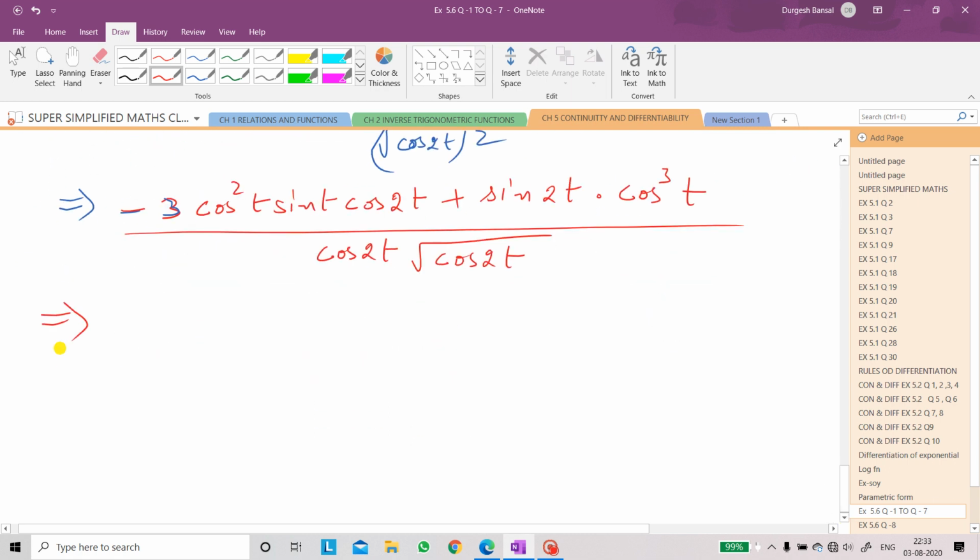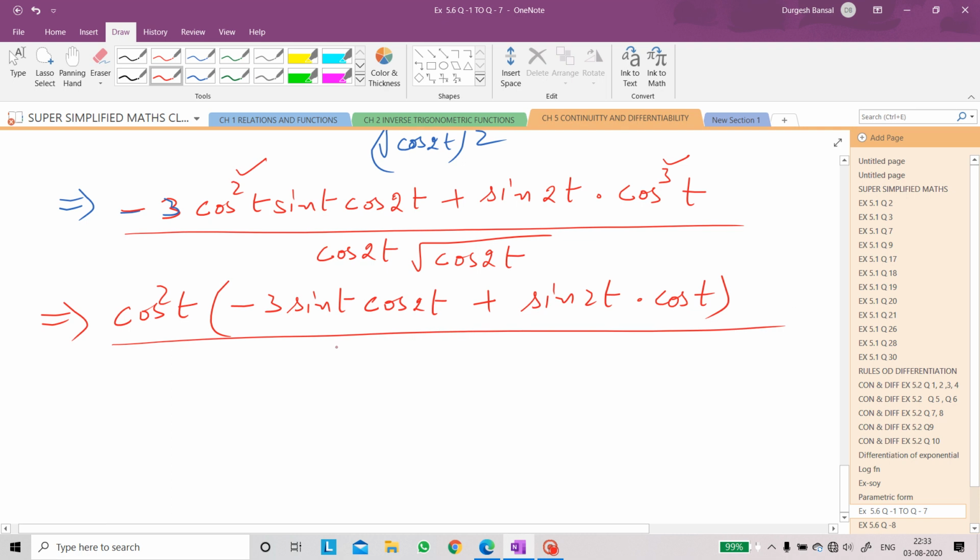So can you take something common? Yes, you can take cos square t common from the above equation. This cos square t you can take common. So you are left with minus 3 sin t cos 2t plus sin 2t, and cos square t you have taken common. So you are left with cos t divided by cos 2t raised to the power 3 by 2.